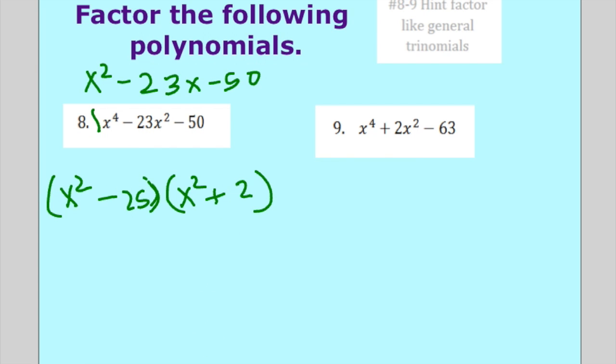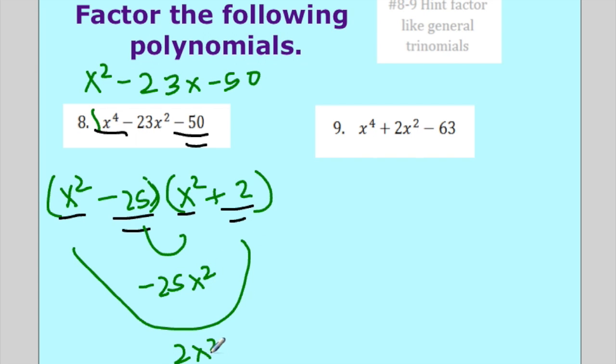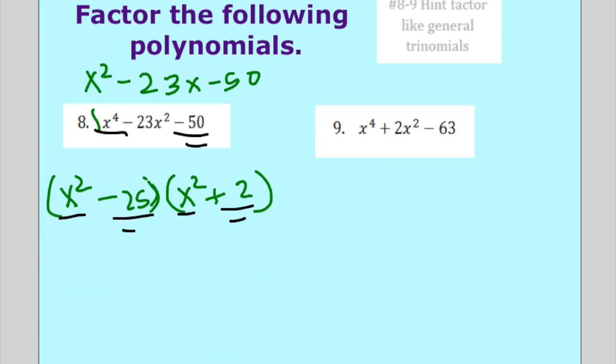Okay, and let's check to make sure it works. This times this, that gives me x to the fourth. Negative 25 times 2 gives you negative 50. And then this gives me negative 25x squared. This gives me 2x squared. When I add them, do I get negative 23x squared? Yes. Okay, so the biggest thing that's different today is now I have an x to the fourth term, which I can do the same as a quadratic, but now I just need to go ahead and put an x squared in the front when I'm factoring.